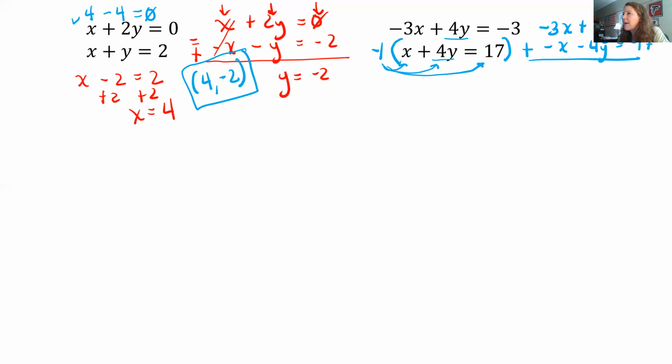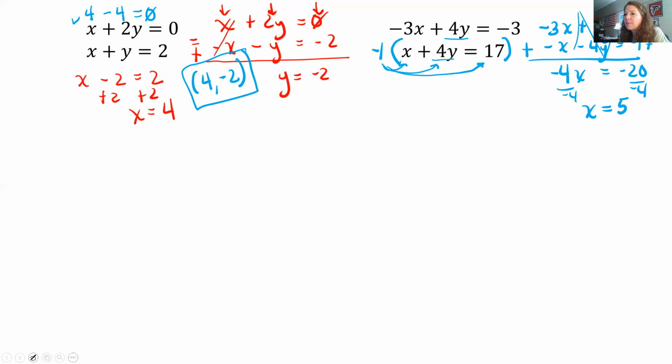All right, so now what happens? -3x minus 1x is -4x. I see those y's right there. They cancel each other, right? And -3 combined with -17 is -20. So then I divide everything by -4, and x is equal to +5.